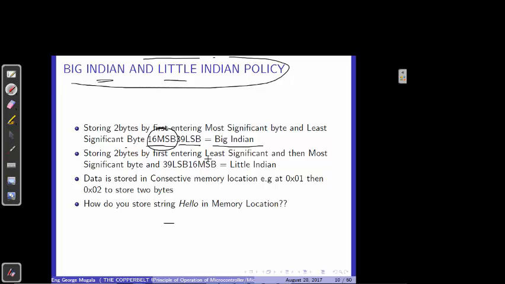Storing 2 bytes by first entering the least significant. Sometimes we may start with 39 and then end with the what? 16. So in other words, this could go to 0x01, and this could go to 0x02. At first, we had this one going to 0x01 and this going to 0x02. So now we can start with this one going there and then going there, and this is called the Little Endian policy.